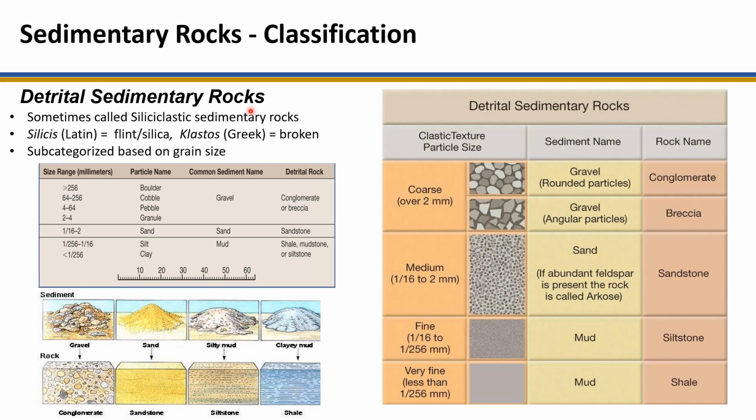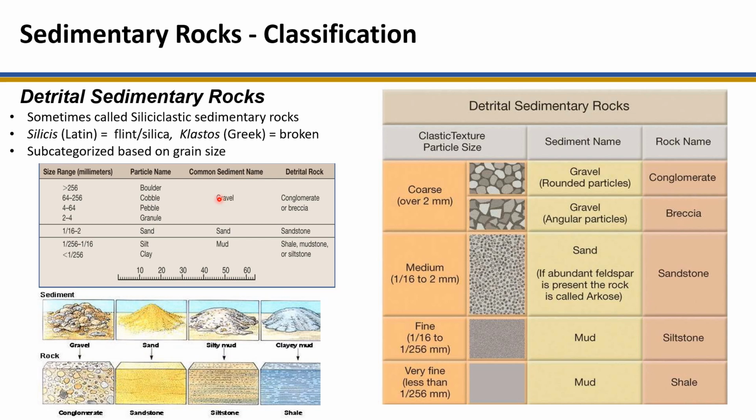Now we look at detrital sedimentary rock first. Detrital sedimentary rocks, also known as siliciclastic sedimentary rocks, are formed from the accumulation of fragments of pre-existing rocks and minerals. The term siliciclastic comes from Latin, meaning flint or silica, while clastic comes from the Greek klastos, which is broken. And the fragments, called clasts, can be any size, from clay-sized particles to large boulders.